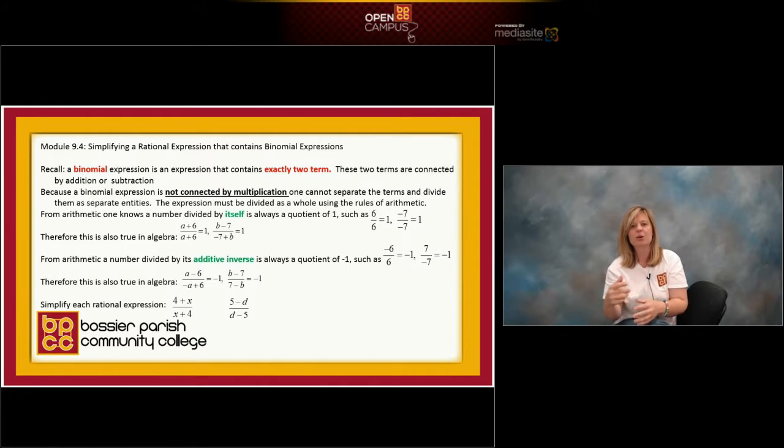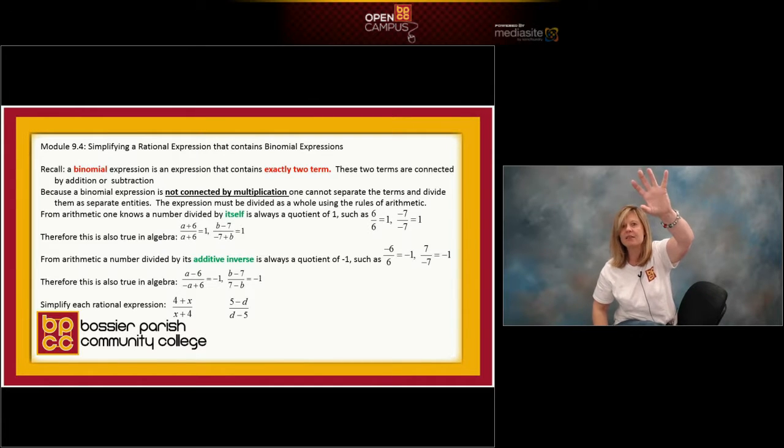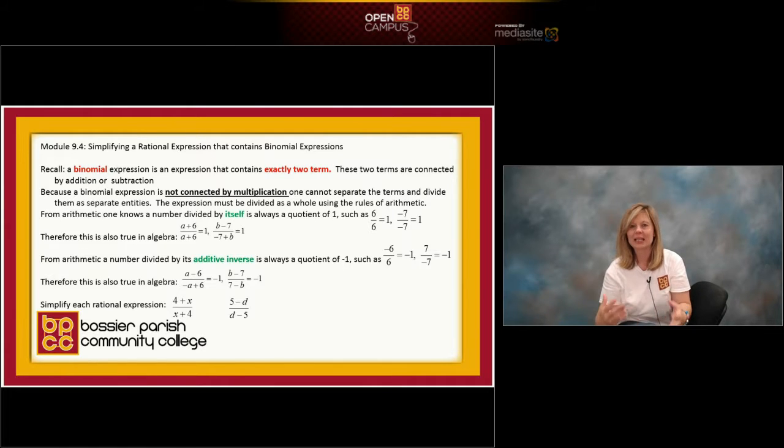If you look at my second expression, B minus 7 divided by negative 7 plus B. Now, when you first look at it, the numerator and denominator do not look alike. But if you look closely at the denominator, it's not written in the correct descending order. So if you took negative 7 plus B and wrote it correctly in descending order, it would be B minus 7. So in the numerator, you'll have a B minus 7. In the denominator, you'll have a B minus 7. Both of those binomials are exactly alike. And when you divide terms that are exactly alike, your answer is always 1.